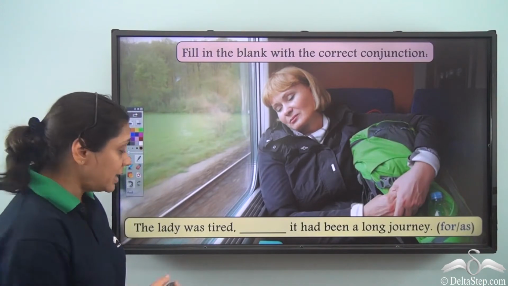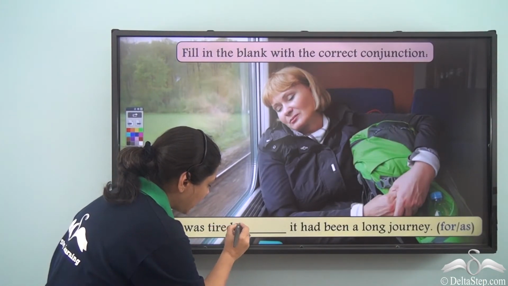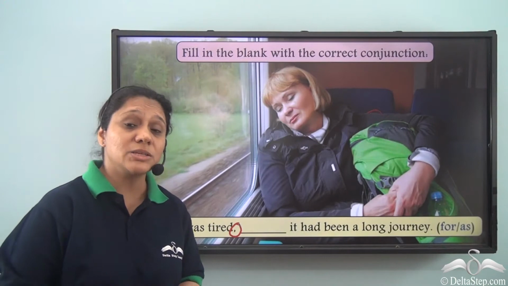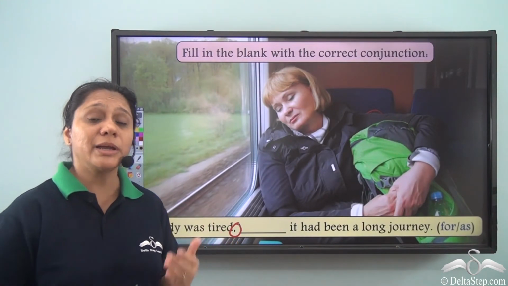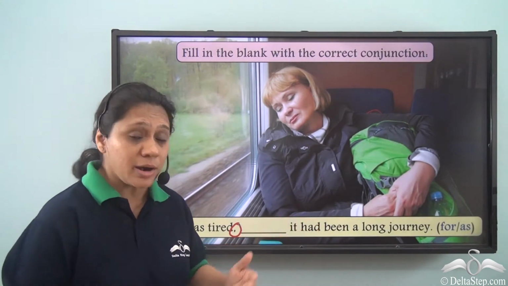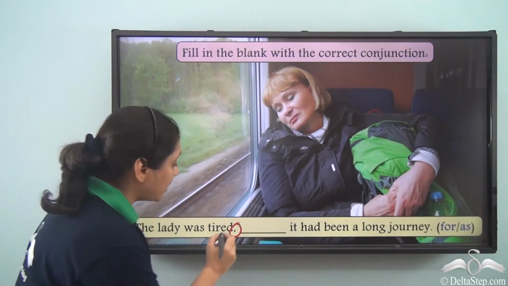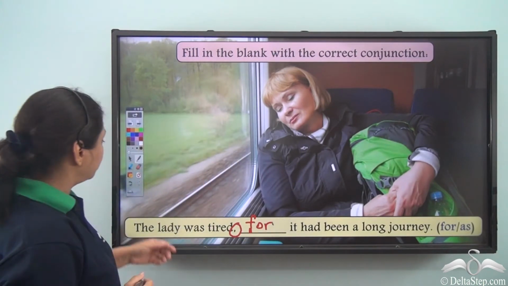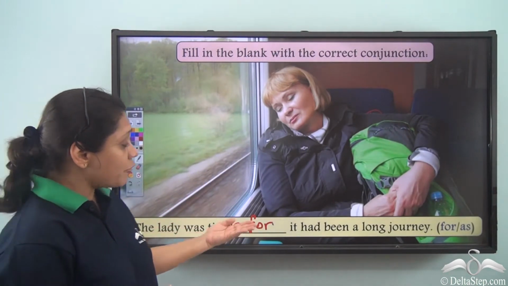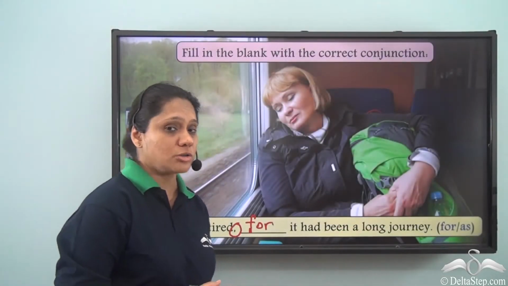But we see that there is a comma here. We always use a comma before for. We usually don't use a comma before as. So, the correct answer here will be for. The lady was tired, for it had been a long journey.